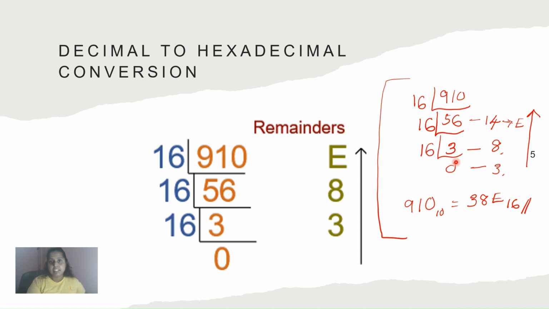There is another example, 910 converting into a hexadecimal number. 910 divided by 16, answer is 56 and remaining 14. Without writing 14, we write capital E. 56 divided by 16, answer is 3 and remaining 8. 3 divided by 16, answer is 0 and remaining 3. Therefore, 910 in base 10 equals 38E in base 16.